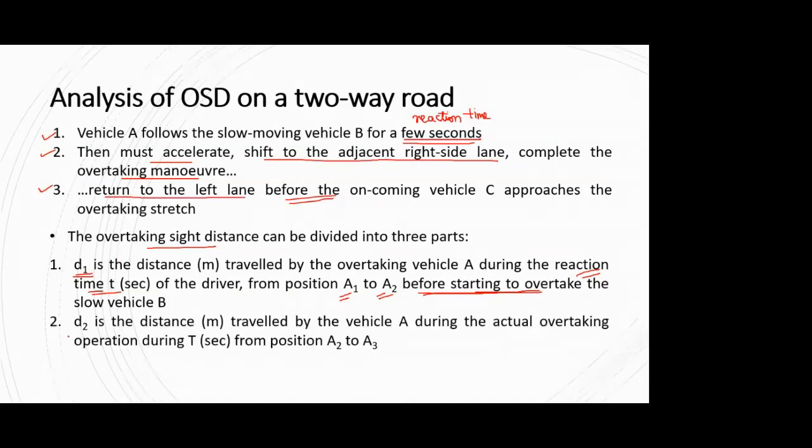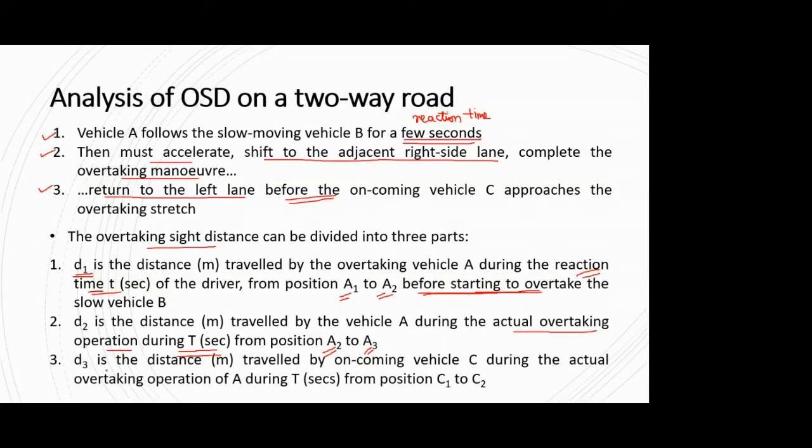Then the second distance D2 is the distance in meters traveled by vehicle A during the actual overtaking. Now the overtaking operation starts, which goes on from position A2 to A3. The time duration for this is capital T seconds. Do not confuse between the lowercase t and uppercase T. Small t is the reaction time, capital T is the actual overtaking time or overtaking duration.